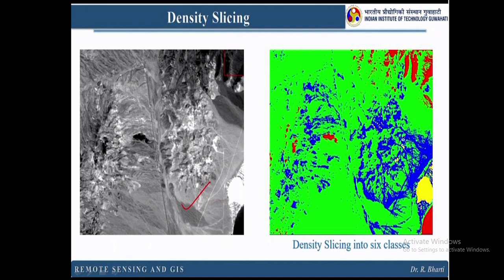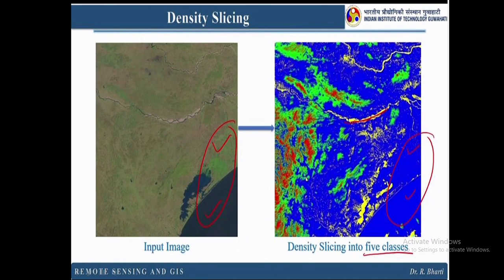and slices one image into 5 classes like blue, green, red and yellow. This is density slicing of one satellite image. This is the input image and the density slicing of the 5 classes. This image shows that the water body is blue, and likewise the land surface is covered in blue color, because the water body and the land surface match in the density slicing into 5 classes.